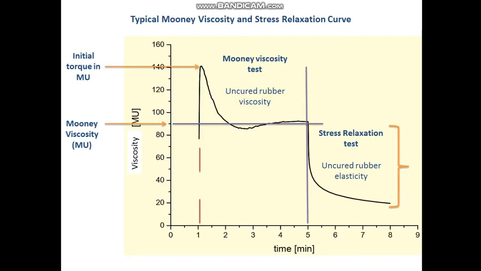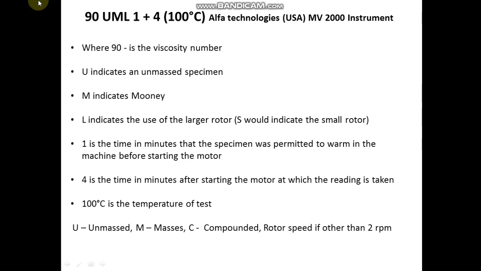Okay, here you saw that the Mooney viscosity of this example is 90 Mooney units. So how do we express this Mooney viscosity? There's a notation, right? Here is the notation: 90 U ML 1+4 at 100 Celsius. We need to give the instrument and its model.